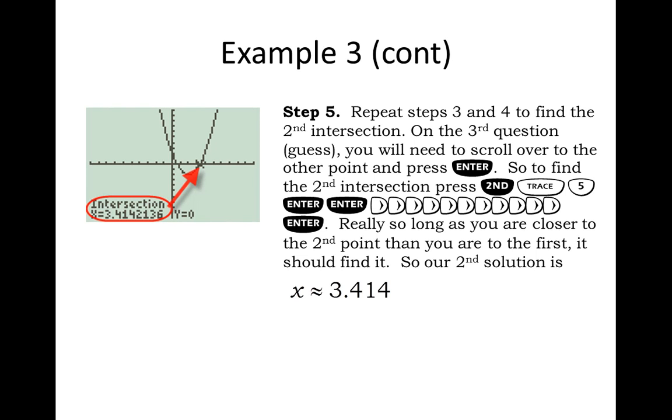Now we need to find the other point. So visually we can tell that there's another point of intersection here. So you repeat steps 3 and 4, press second trace, number 5, enter, enter, but this time scroll over before you press enter again, otherwise you'll just find that same point of intersection. You've got to scroll over until you're closer to this point here. You don't have to get right on it, but you need to be closer to it. So press second trace, 5, enter, enter, and then I think I scrolled over about 8 or 9 times there, and then press enter again. Really, so long as you're closer to that second point, you'll get it. And you get about 3.414.